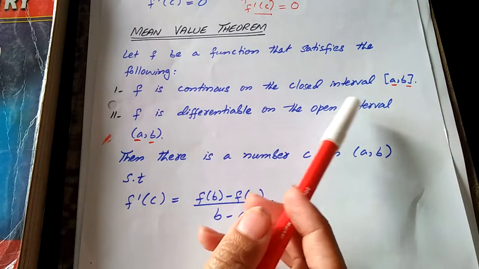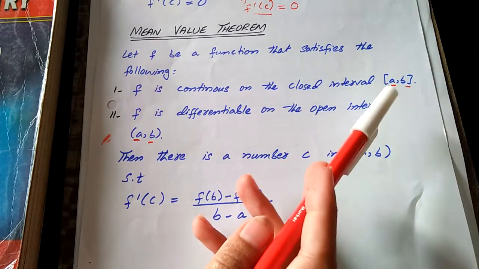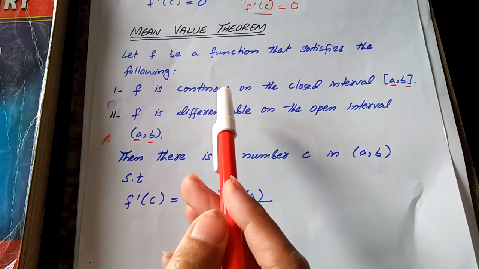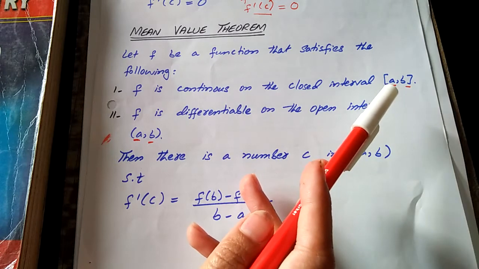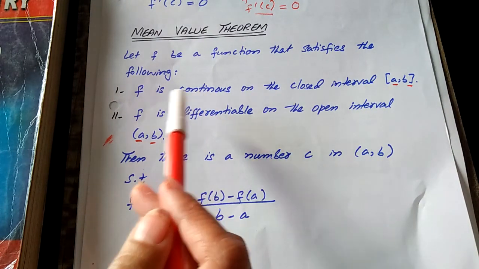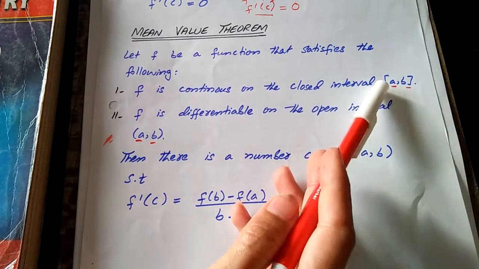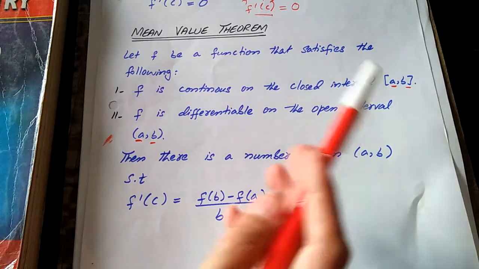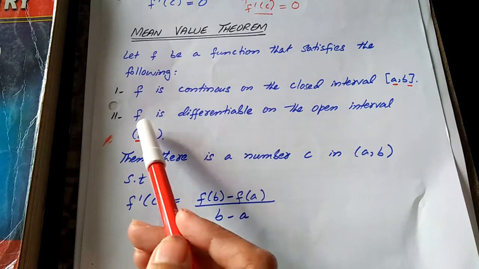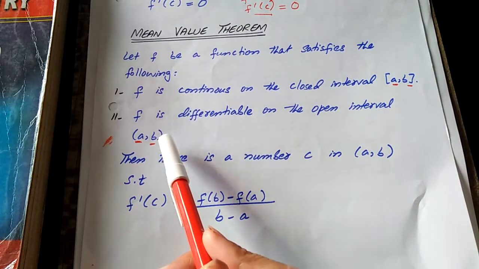F is continuous on the closed interval [a, b] means you have to check every value of the interval. If f has any discontinuity at any value of this interval, then f will not be continuous. If f has all defined values within this interval, including the points a and b, then we say that f is continuous. Then we will move on and check whether f is differentiable on the open interval or not.